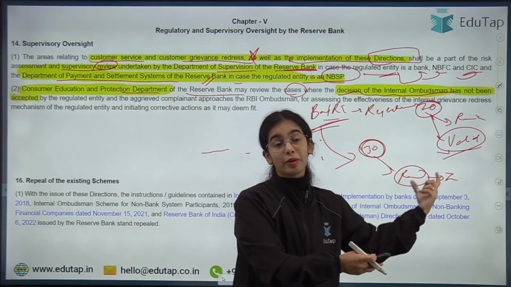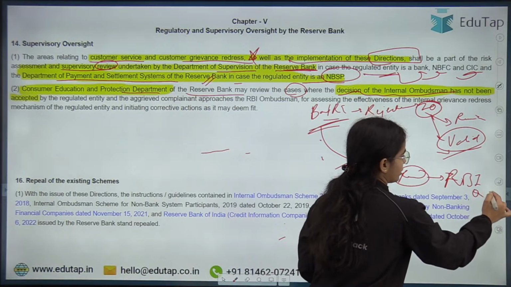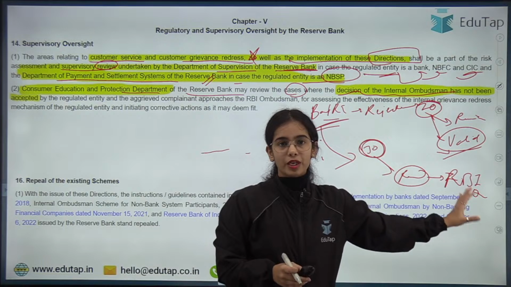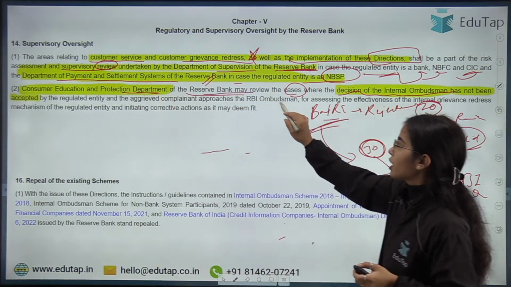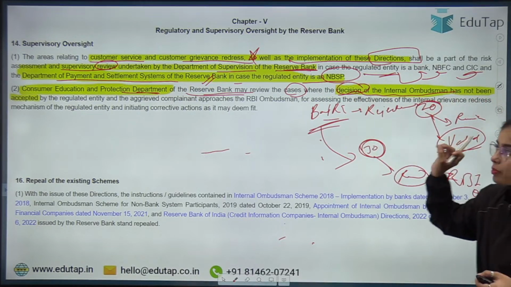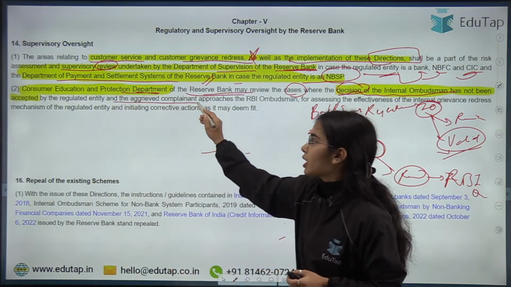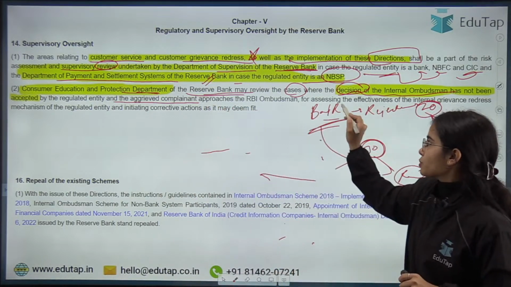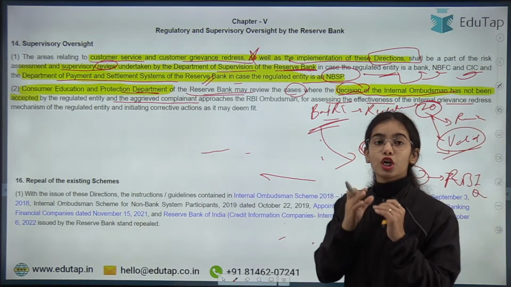So Ram is now going to the RBI ombudsman. Okay. So now what will happen? In this case the Consumer Education and Protection Department of the Reserve Bank may review the cases where the decision of the internal ombudsman has not been accepted by the regulated entity, and the aggrieved complainant, that is Ram here, approaches the RBI ombudsman, for assessing the effectiveness of the internal grievance redressal mechanism.